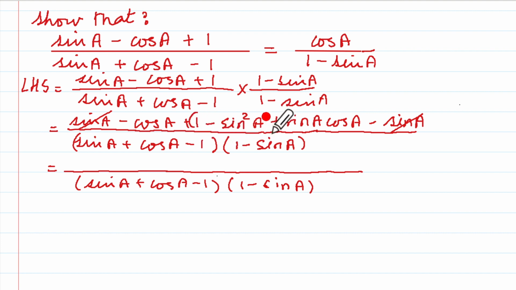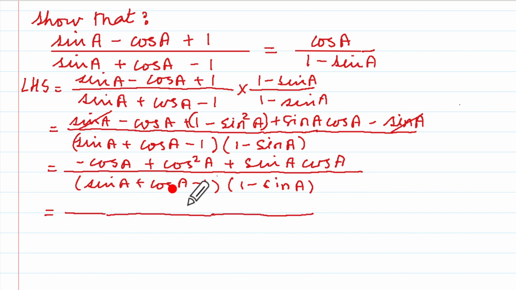So I'm just going to bracket this. Either you can write this cos square A, or you can substitute for sin square A as 1 minus cos square A. So we got up to there. In the next step, we will keep the denominator as it is.